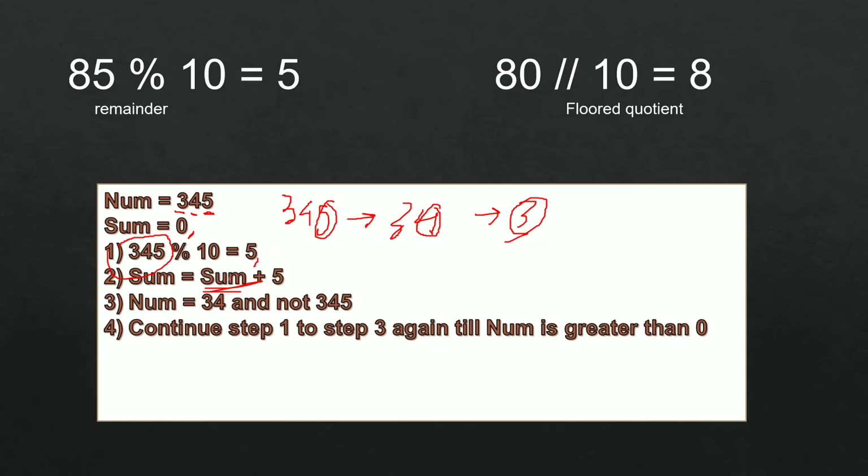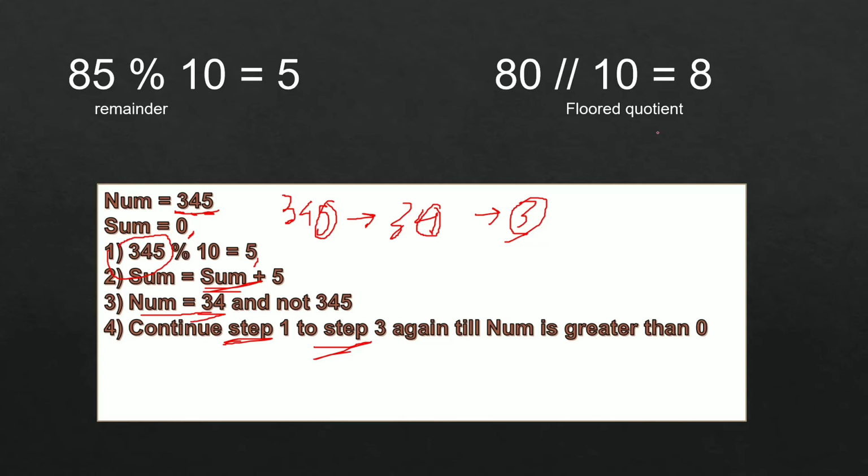Now I'll show you. In the second step I did sum is equal to sum plus 5, and the third step I'm saying is we should change the number that was 345, we have to change it to 34 and not 345 for this continuous algorithm to work. Okay, so then what I'm saying is continue step 1 to step 3 again till the number is greater than 0, which means we have finished counting the number of digits. So I am changing this, first it was 345, I am saying goodbye to 345 and changing its value to 34 and not keeping it at 345.